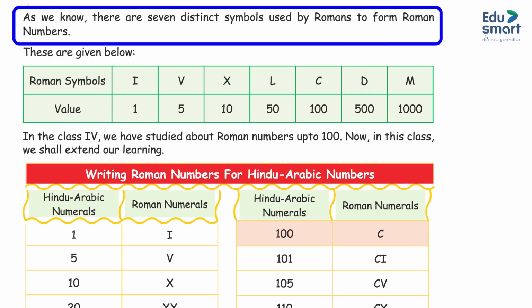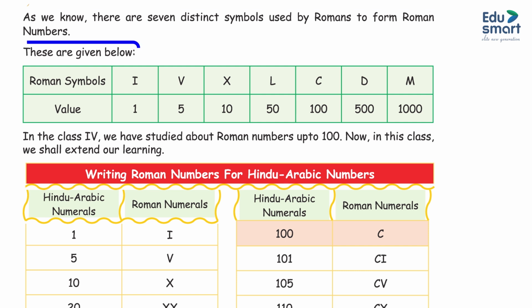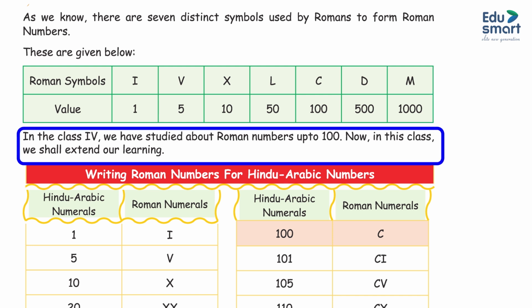As we know, there are 7 distinct symbols used by Romans to form Roman numbers. These are given below. Roman symbols and values: I is 1, V is 5, X is 10, L is 50, C is 100, D is 500, M is 1000. In class 4th, we have studied Roman numbers up to 100. Now, in this class, we shall extend our learning.